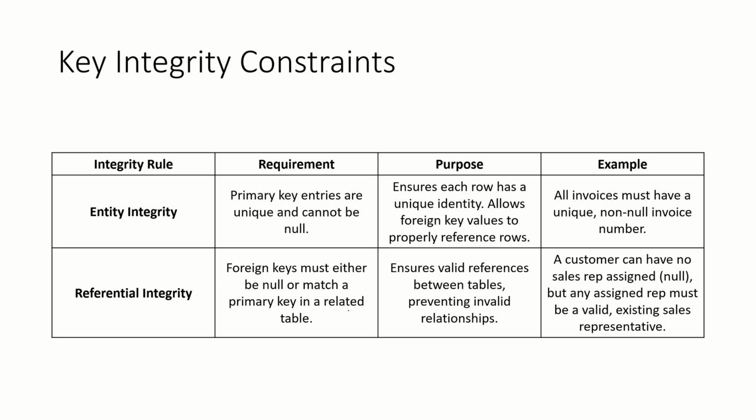So there are some key integrity constraints. There are two very important types of constraints. First, the entity integrity, which is focused on the primary key. The primary key has to be unique and cannot be none, cannot be empty. This is very important, because this ensures each row has a unique identity. For example, every invoice must have a unique non-null invoice number.